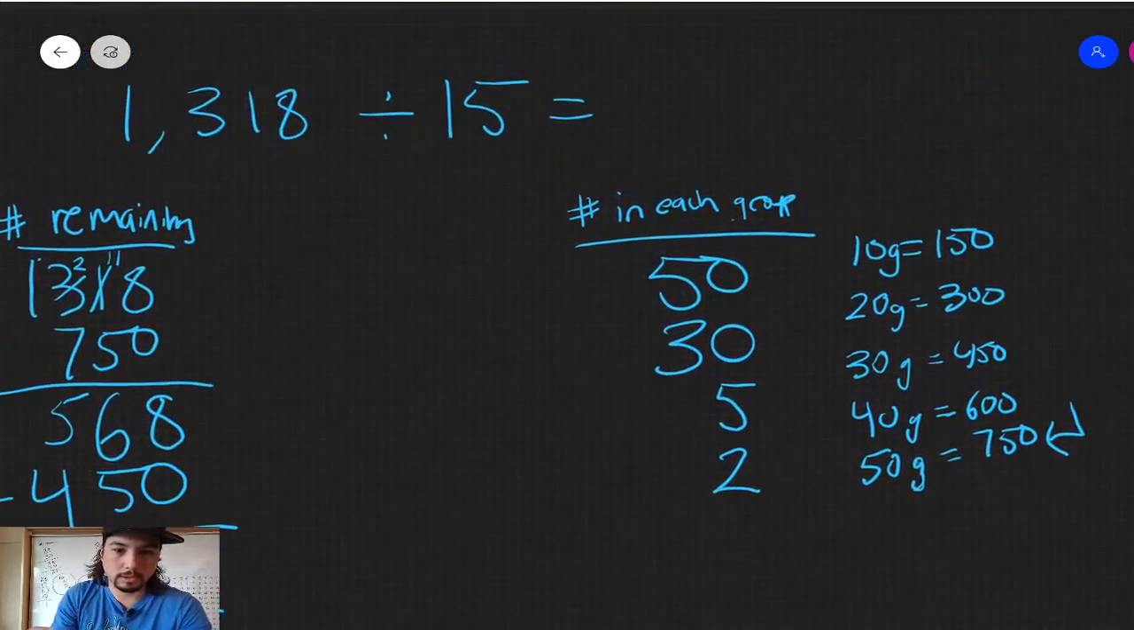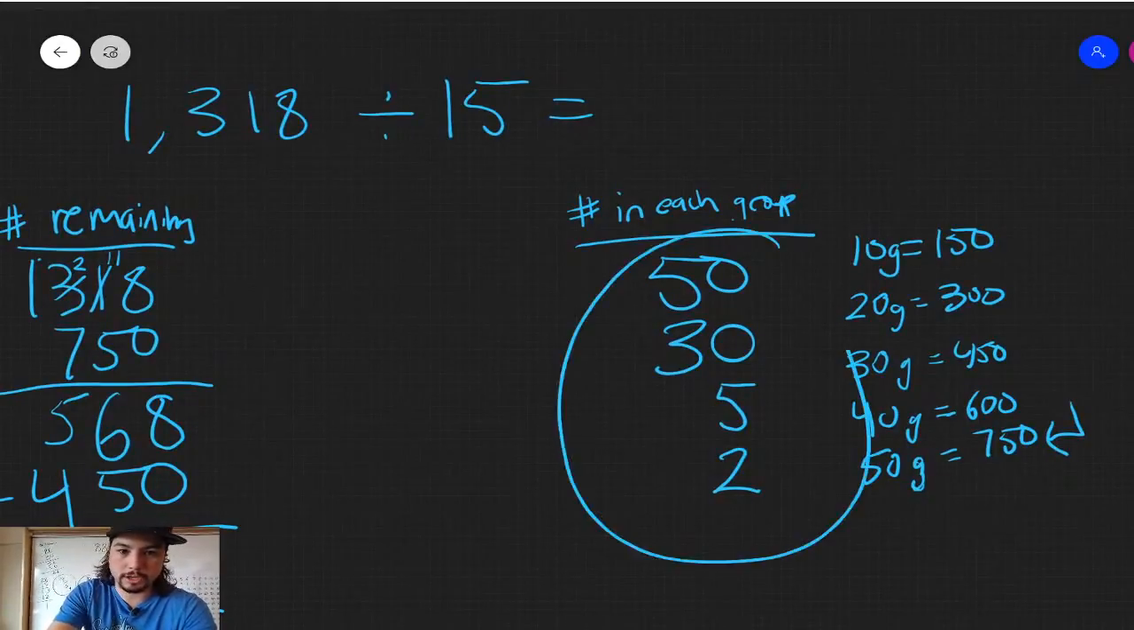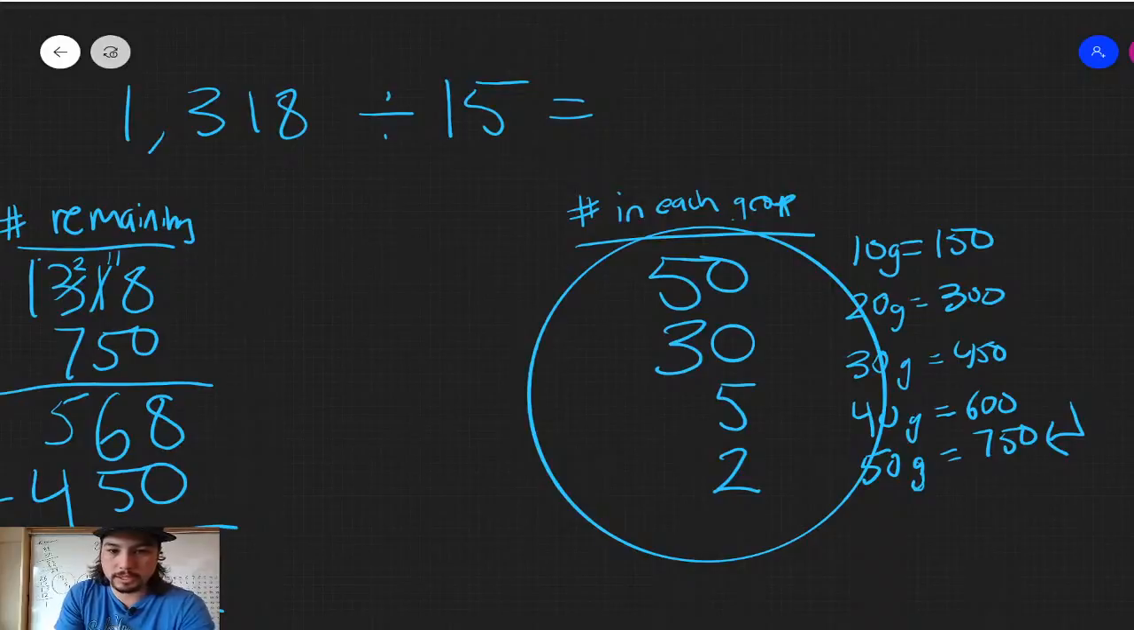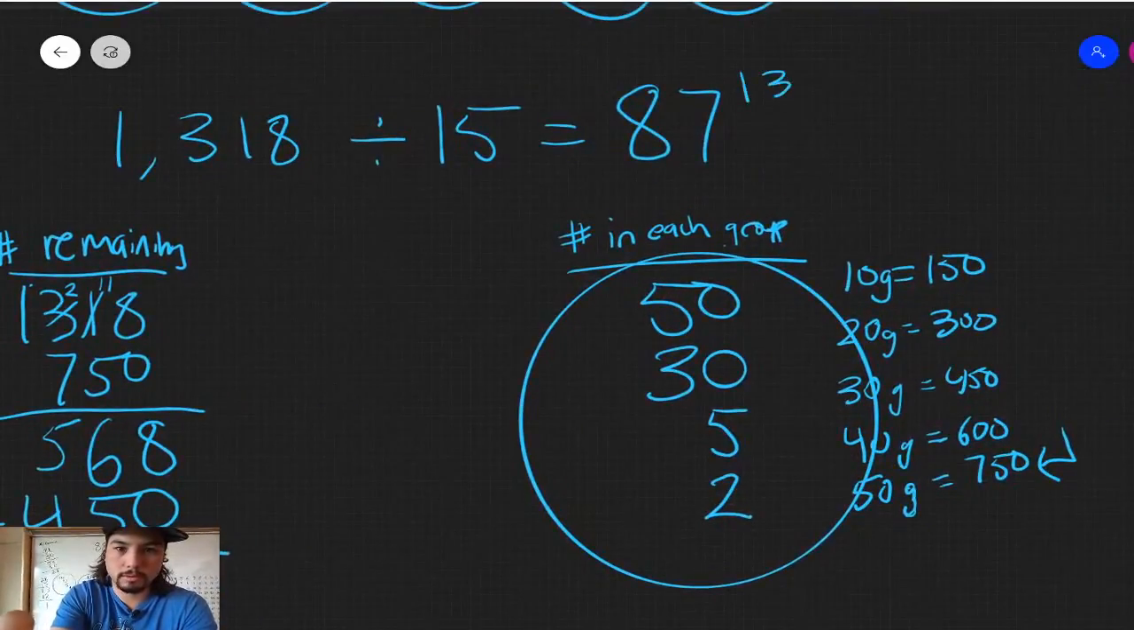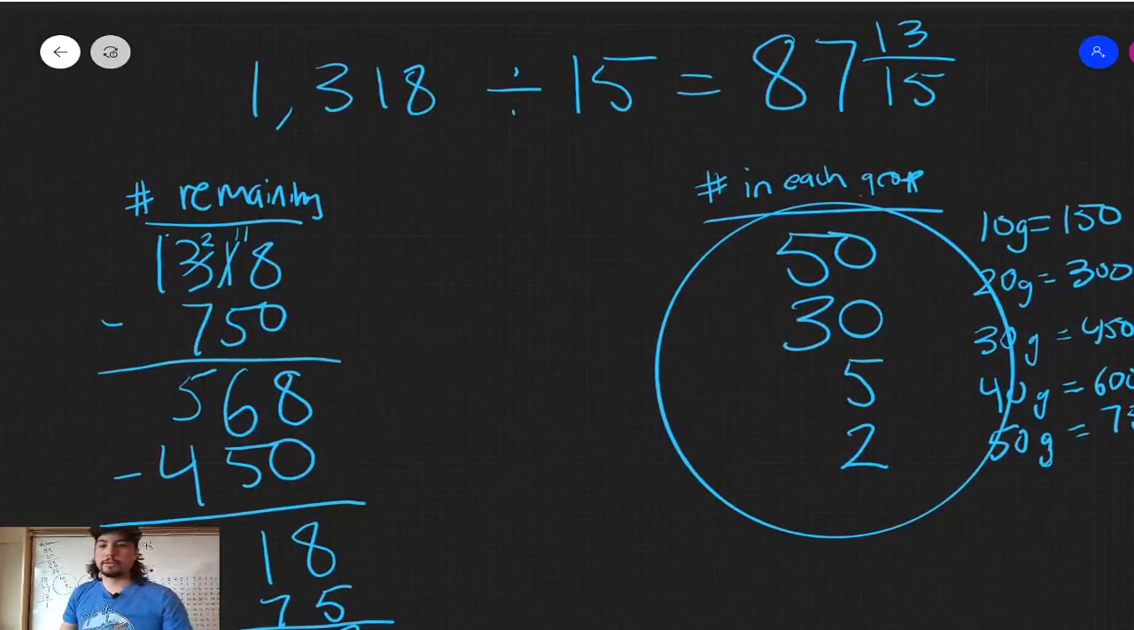And we can't take 13 and make a group of 15 with it without breaking it up. So there's our remainder. So let's add up how much are in each group. 50 plus 30 is 80, plus 7 is 87. Use our remainder as the numerator, and our divisor is the denominator. So we end up with each group having 87 and 13 fifteenths. Will be our answer to that big, long, convoluted one.